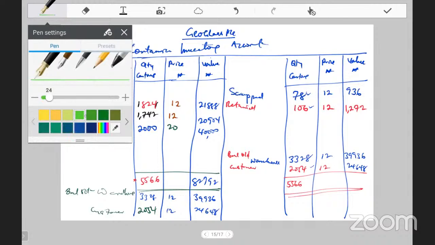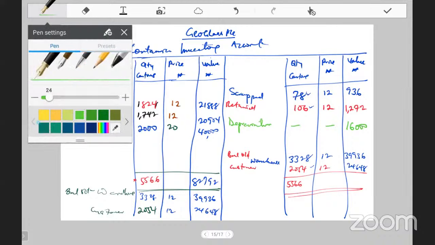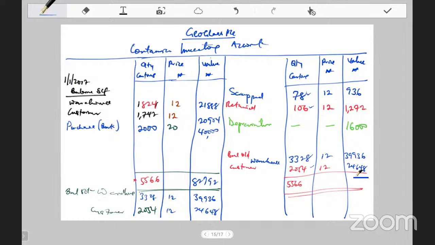So I'm having it as balance 16,000. That 16,000 will be referred to as my depreciation. So I can now have the total figure for this question. This is now 82,792, and that is it.